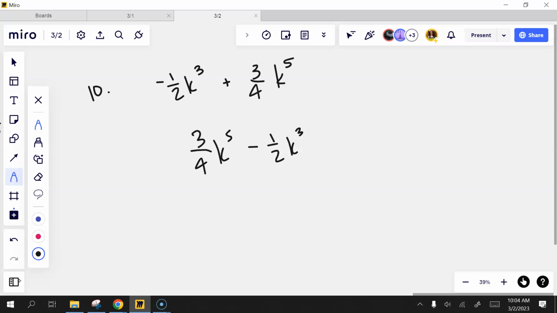It is a quintic binomial. Sorry. Quintic binomial. What's the leading coefficient? What's the degree? 5. What's the constant? 0. Because it's not there. Word. All right, what else?